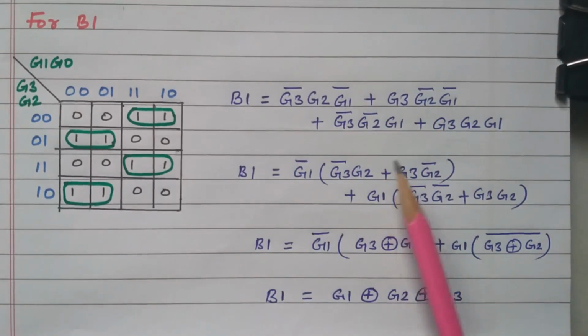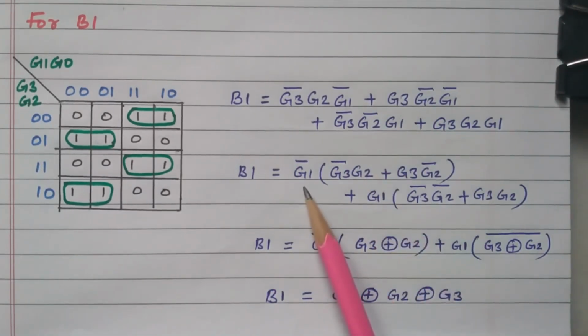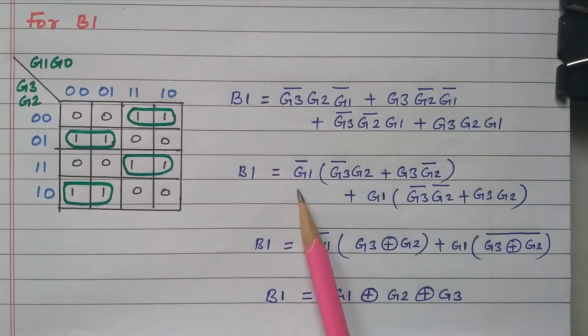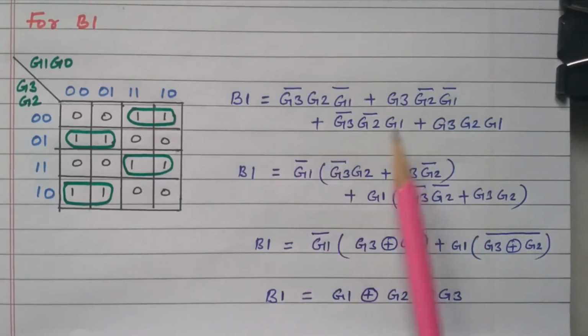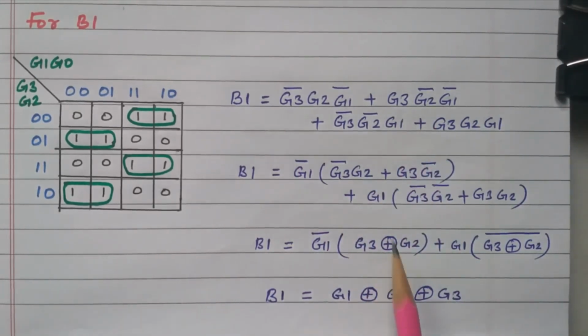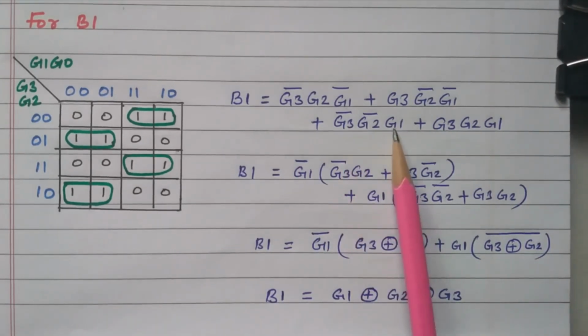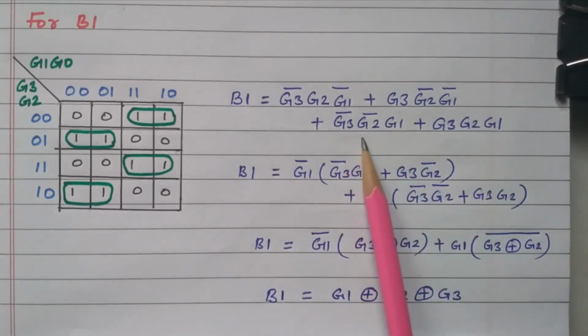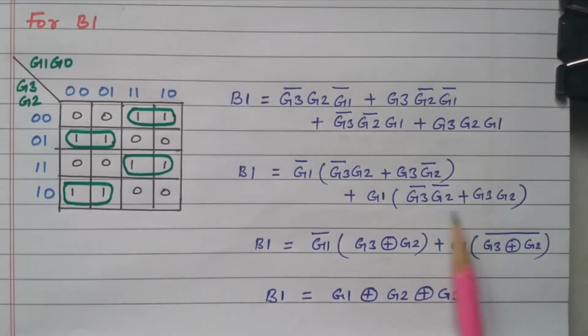So here also we'll go for simplification. We will take G1 dash commonly outside. It is available from the first term and second term. While taking G1 dash outside, what is remaining? G3 dash G2, G3 G2 dash. So again this is nothing but an exclusive OR gate. From this, G1 is taken outside. G1 is available from the third term and fourth term. So what is remaining? G3 dash G2 dash, G3 G2. This is nothing but an exclusive NOR gate, but here written as exclusive OR gate with a complement. So both are equal. Exclusive NOR gate with complement is exclusive OR gate.